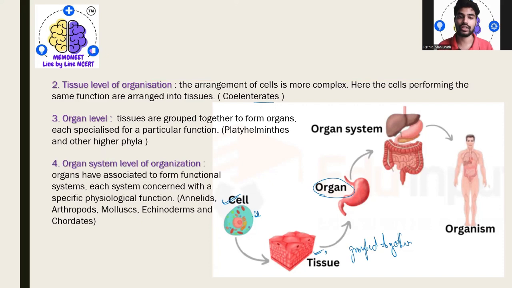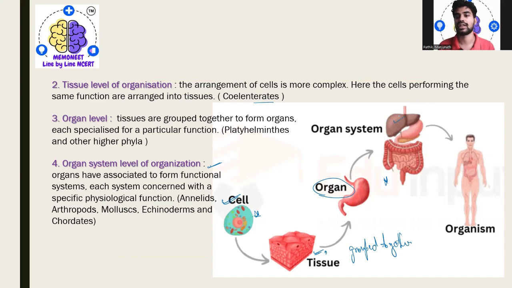The next one is the organ system level of organization. As you can see here, the organs are associated with each other and coordinate with each other to perform a specific function. That means each organ system has its own specific physiological function. Annelida, arthropods, molluscs, echinoderms, and chordates all come under the organ system level of organization.